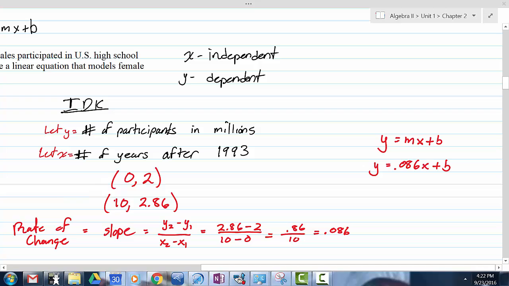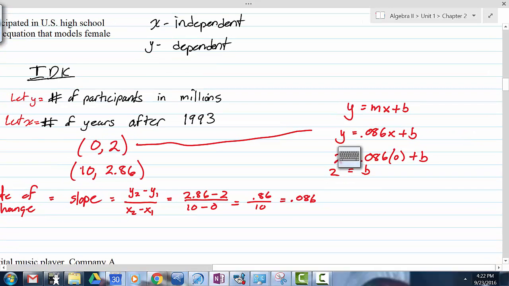If I just want to use one of the points, the easy one to use is (0, 2), isn't it? So if I want to use (0, 2), that means that 2 equals 0.086 times 0 plus b. So what does b equal? 2. So your linear equation that models this, your linear model, is just y equals 0.086x plus 2.